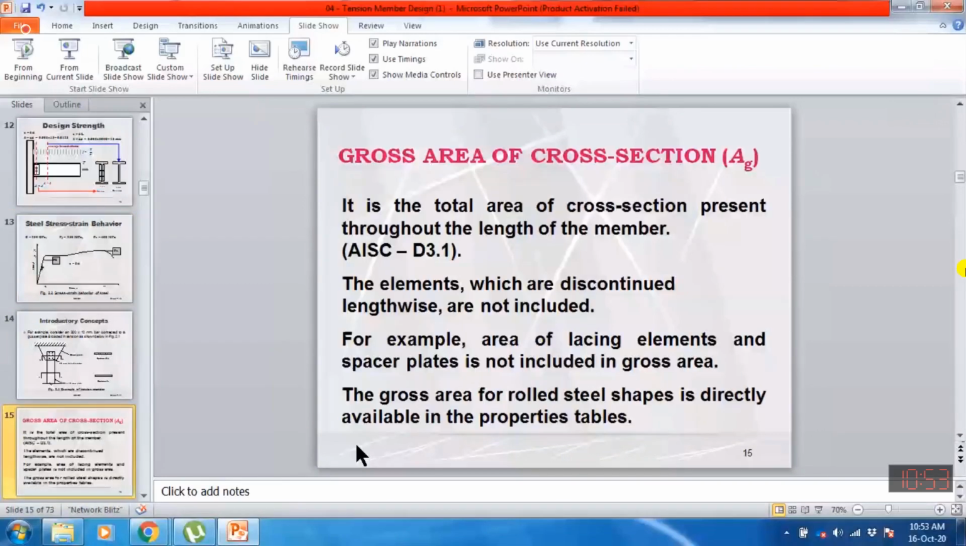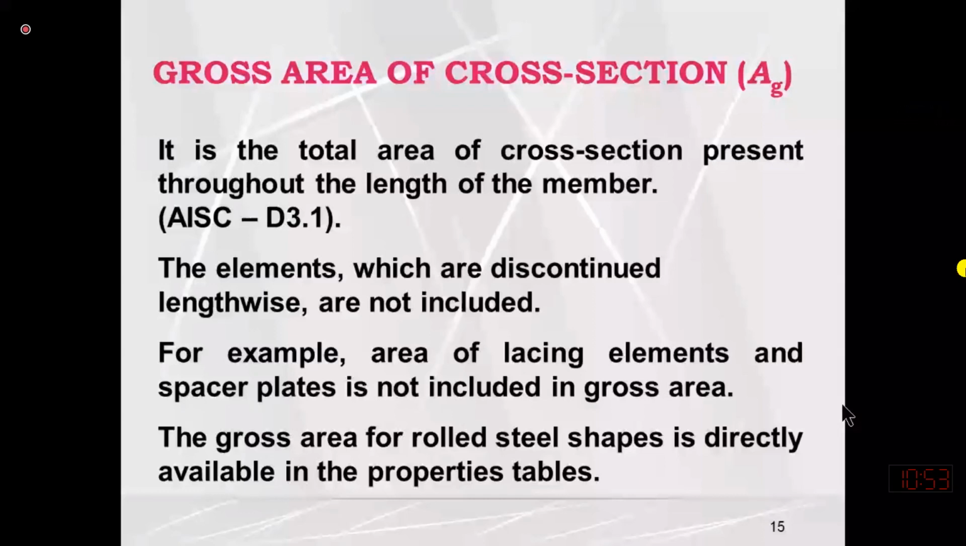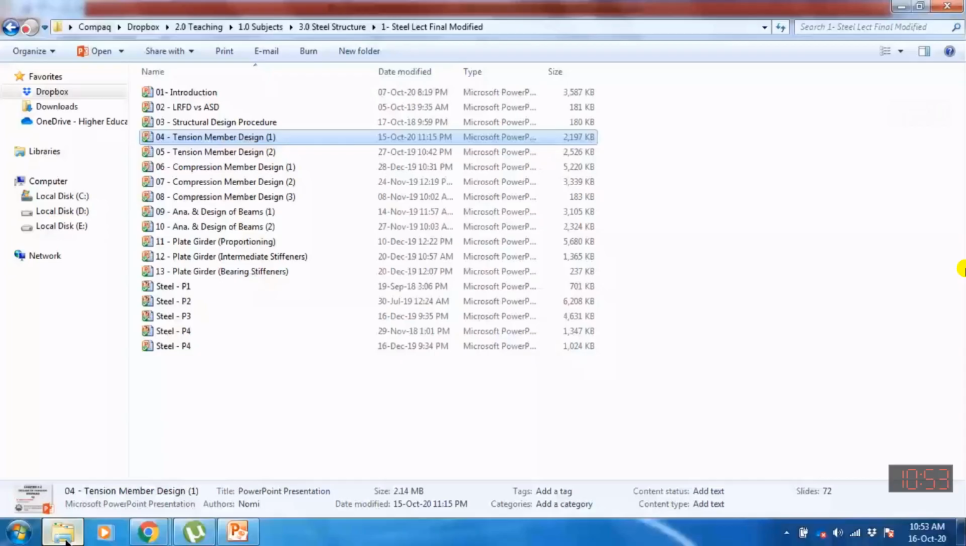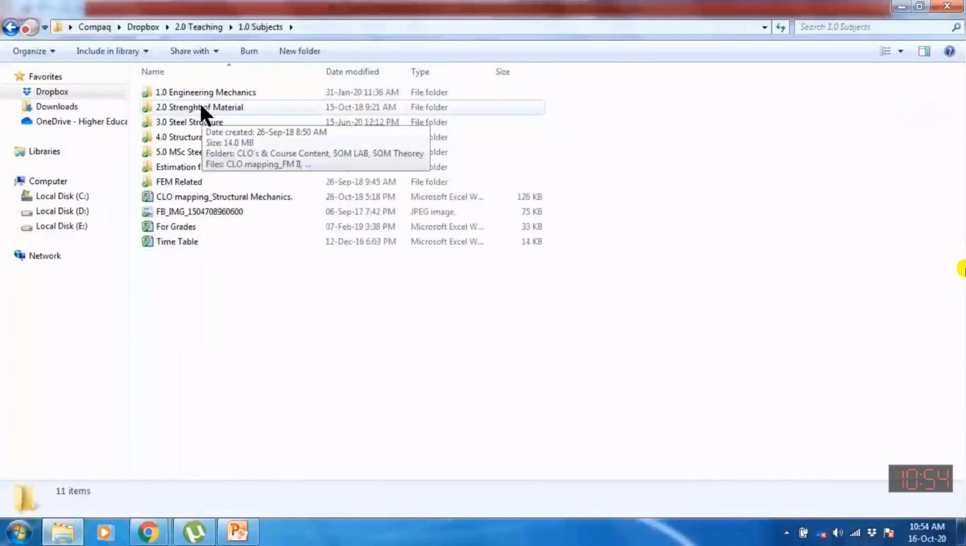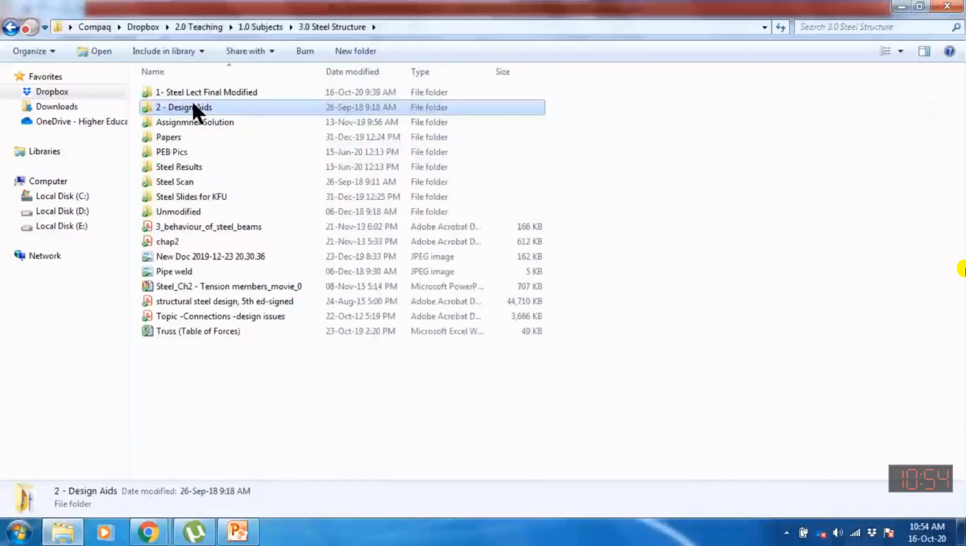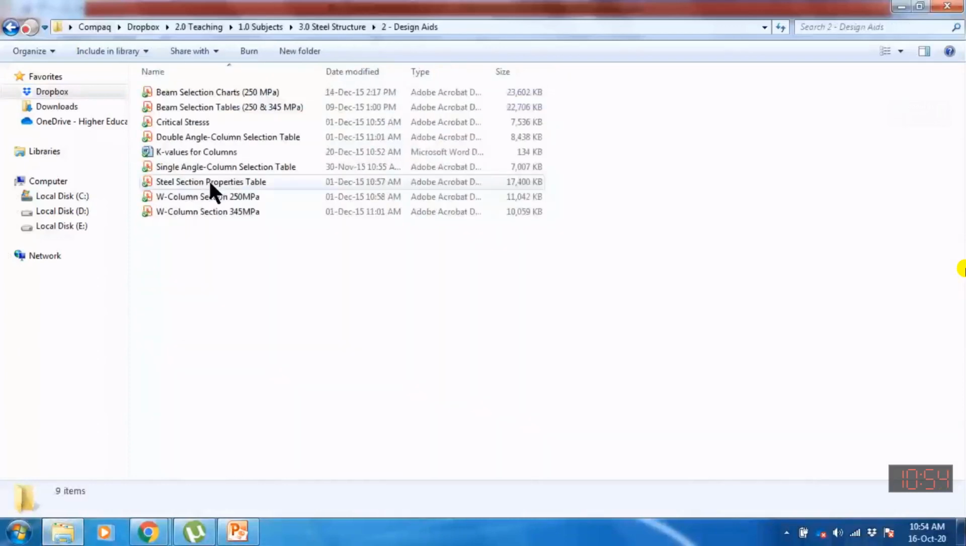The gross area for rolled steel shapes is directly available in the properties table. I have already shown the properties table, maybe in the previous lecture, and maybe I will show you again. So you don't need to compute the area. This area is directly provided by the AISC Steel Construction Manual, or you can refer to the book by Dr. Zahid Ahmed Siddiqui, LRFD Design Aid, and you can check the area of any section, given from the starting page.